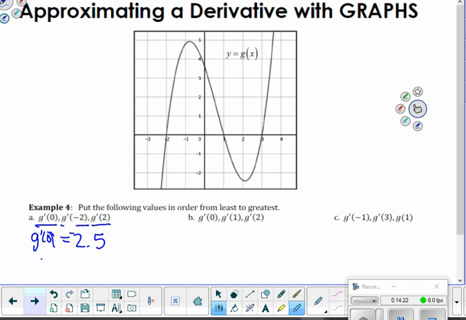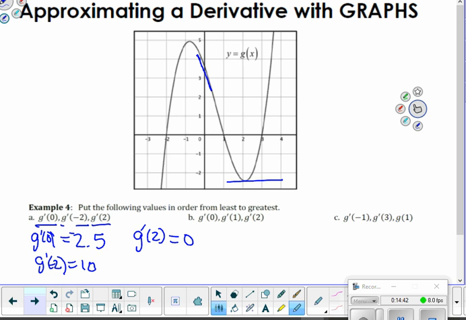And then g prime of negative 2, we did that one. Came up with 10. Oh, that one had a big slope to it, didn't it? And then g prime of 2 we didn't do, so I've got to go look at that one. Oh, well, that's got a slope of 0. I can figure that out.